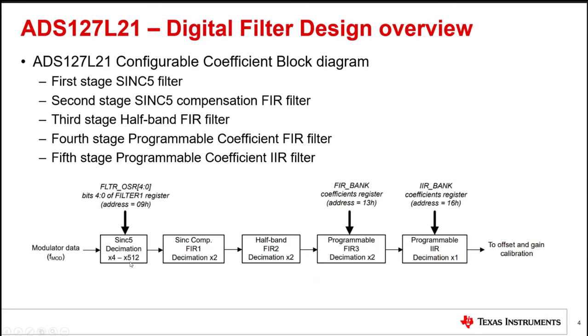Followed by this, there's another filter stage. This is an FIR filter. These are fixed coefficients. These are pre-programmed inside of the L21 device. And this is a sync compensation filter to flatten out the response in the band of interest that we're going for. Followed by that is another half band FIR filter for further decimation and to keep the passband that we're interested in very flat. And then finally, we get into the programmable filter stages that we're going to be talking about here in this presentation. This FIR3 stage has up to 128 coefficients that you can program into it. And then there's also an IIR stage that you can program.